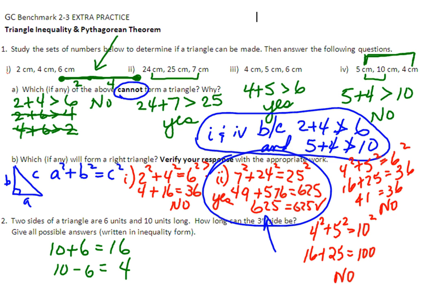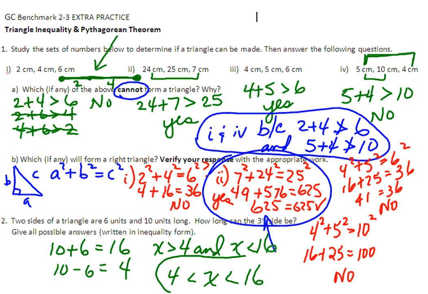So longer than 4. So you could write x is longer than 4, and at the same time it has to be less than 16. I prefer to write it in this form, between 4 and 16 units. Do not put or equal to, and that covers it.